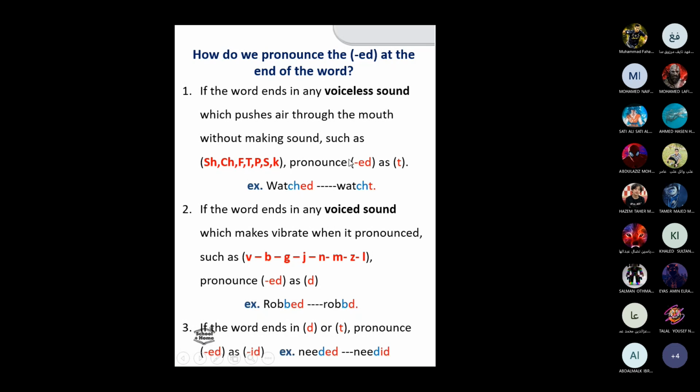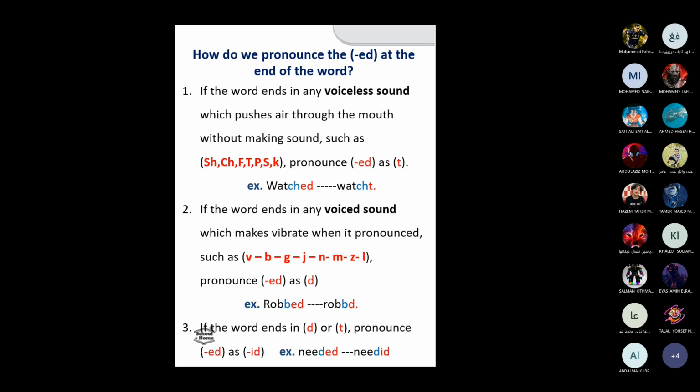When you add ed at the end of a word that ends with one of these sounds, you have to pronounce the ed, or the d, as a t sound. Such as the verb watch, which has a ch sound. And this is voiceless. What does voiceless mean?